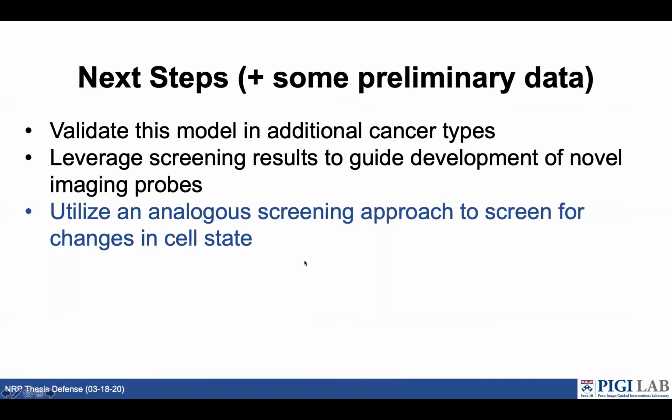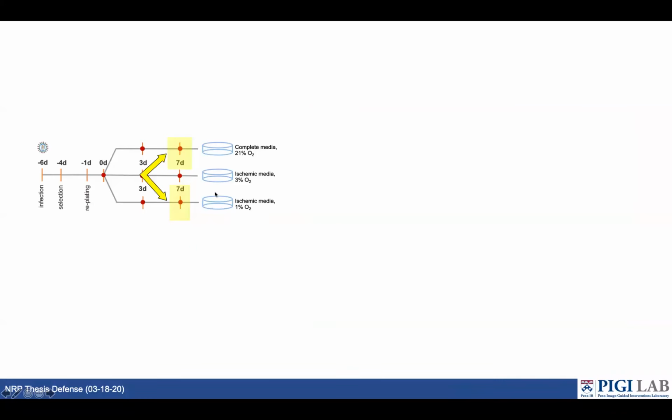Another next step would be to utilize an analogous screening approach to screen for changes in cell state. So this is actually returning to that second modality of screening I was talking about, that smaller imaging focused screen. One of the things that I have already done was to look at the impact of growth media components on cancer cells' ability to grow.